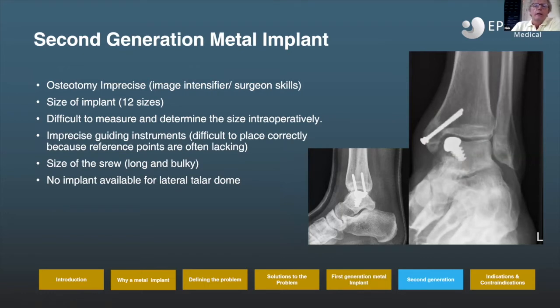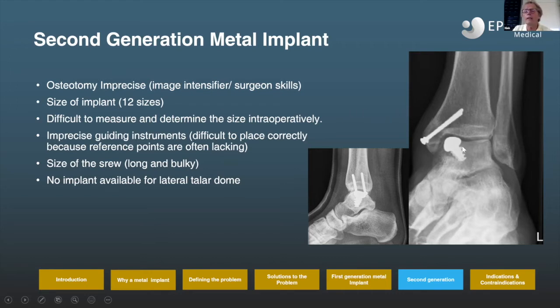So then to the second generation, and what the issues were with the hemicap was first the osteotomy, because in order to implant it correctly, the osteotomy must be at the correct level. This is the correct level. But if you make it a little bit more here, it is very difficult to get it in because of all the guiding instruments you have to place. So the exact location of the osteotomy is not a problem, but is an issue.